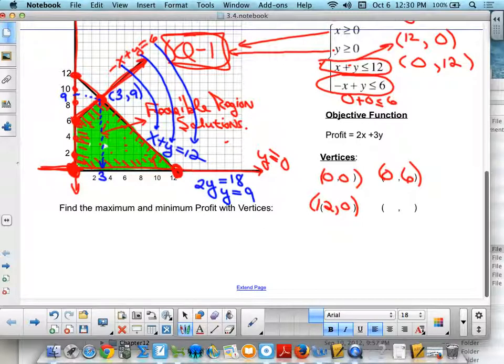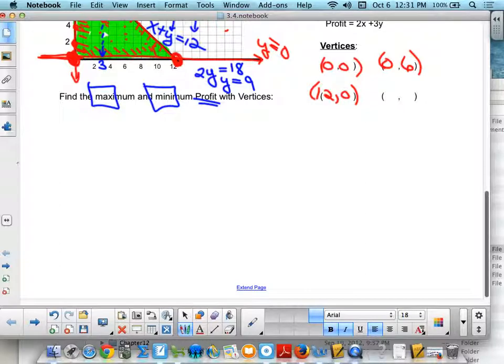Okay, now, here we go. This is what you're doing. You're looking at your feasible region. You want to pick out which points maximize your profit. So find the maximum and minimum profit with the vertices. My vertices were 0, 0, 0, 6, 12, 0, and 3, 9.